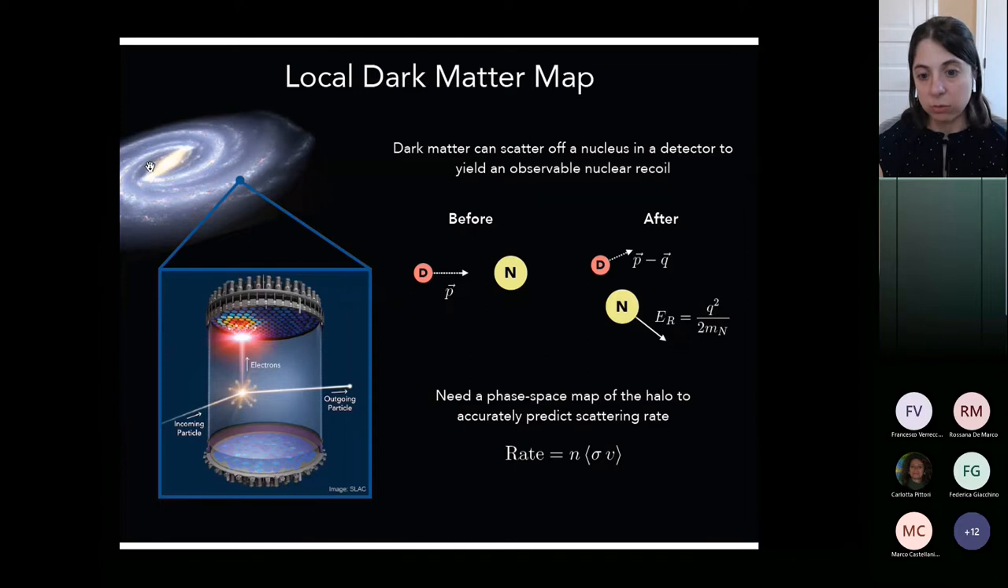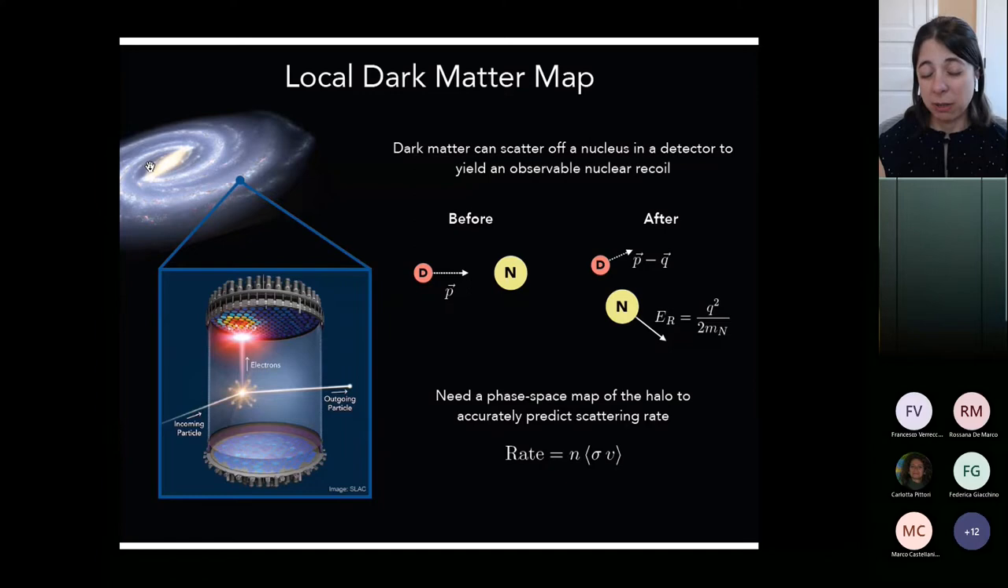In interpreting the results from these kinds of experiments, you need a phase-space map of the dark matter halo in order to predict what the scattering rate should be in the experiment. This means you need to know both the local number density of the dark matter, which is related to its local density, and also its velocity distribution near the sun. Both of these points have been appreciated since the very beginning, when the first proposals for these kinds of terrestrial direct detection experiments were put forward in the 1980s.